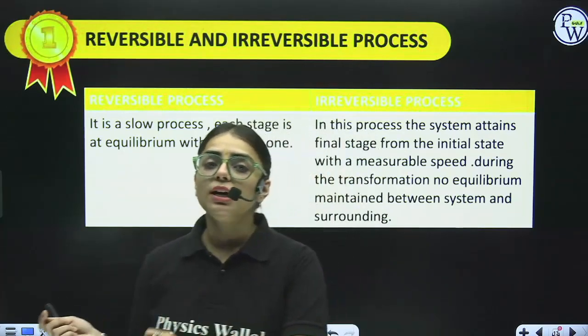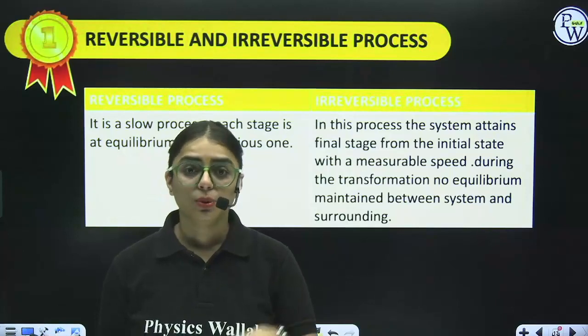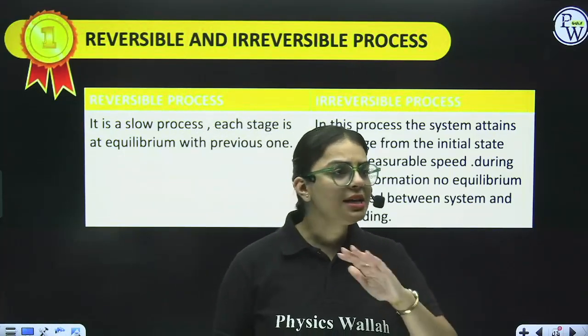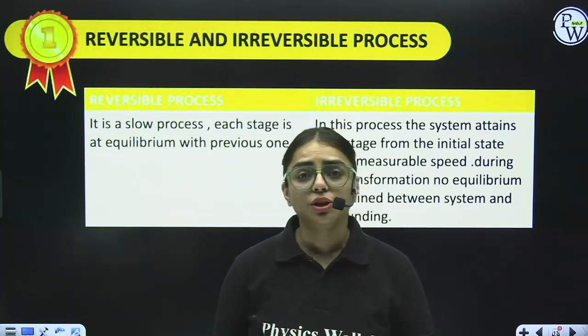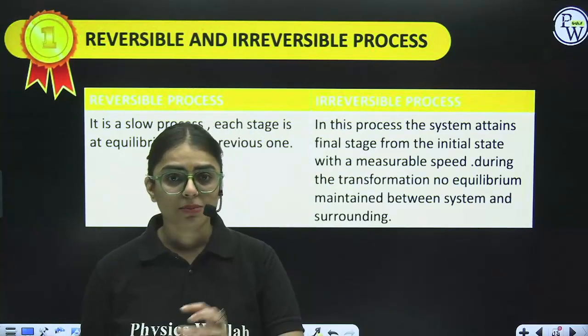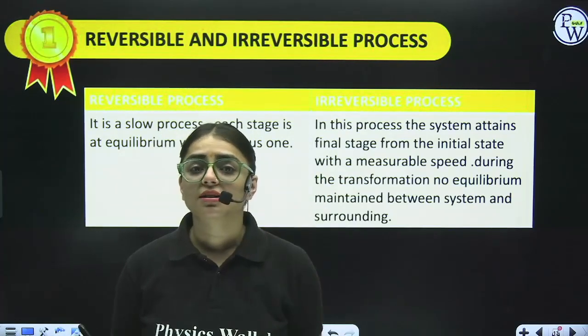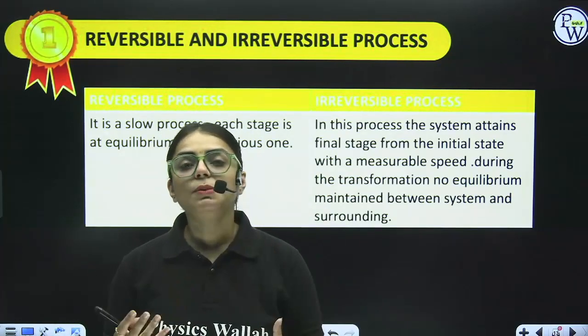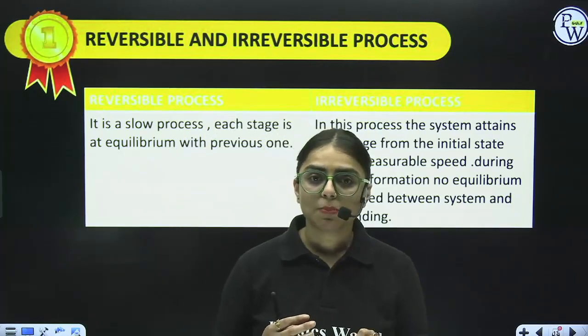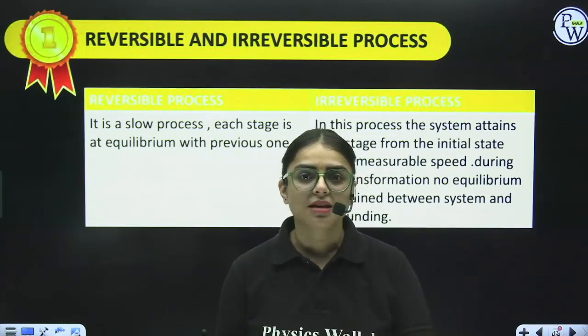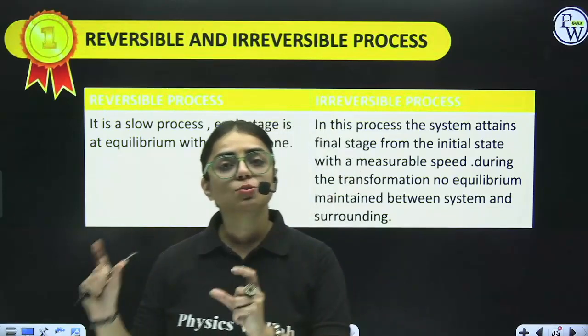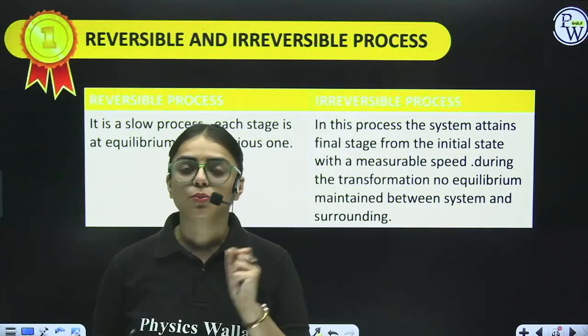And each step is going to be in equilibrium with the previous one, right? But in an irreversible process, as I've already told you, it occurs in a quick interval of time. So there is no equilibrium attained in between. Equilibrium shall be obtained either in the initial part or in the final part, that means at the start or at the end, right? So this is what a reversible process and an irreversible process are.